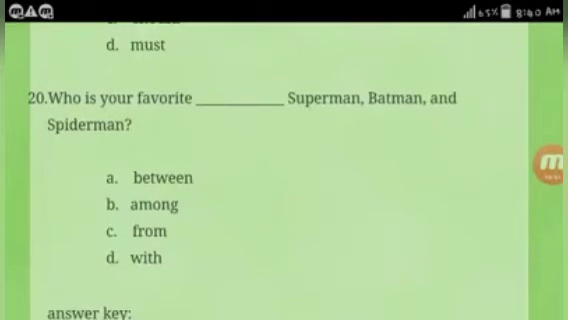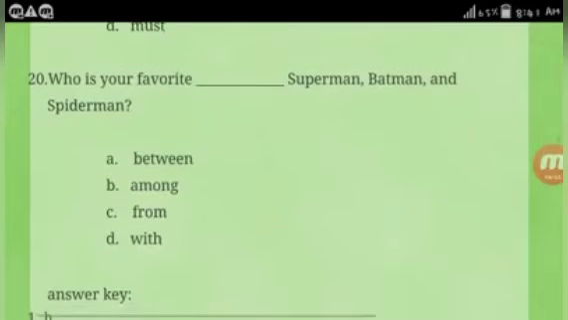Next, number 20. Who is your favorite blank Superman, Batman, and Spider-Man? They say the best preposition here is among, because we're having three choices. Between is only used for two. Okay, so the answer is among. So you say, who is your favorite among Superman, Batman, and Spider-Man?